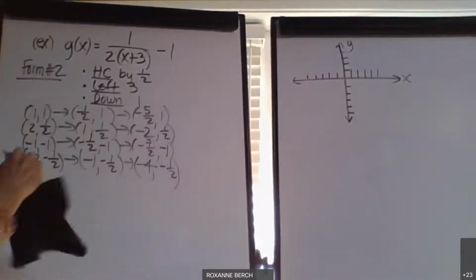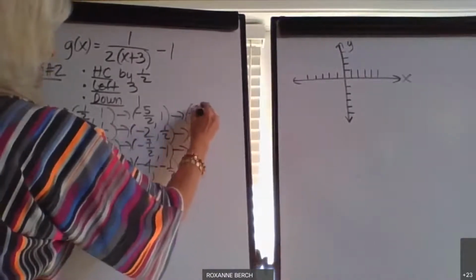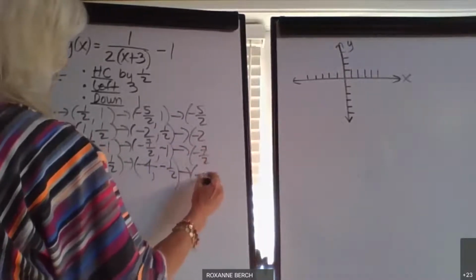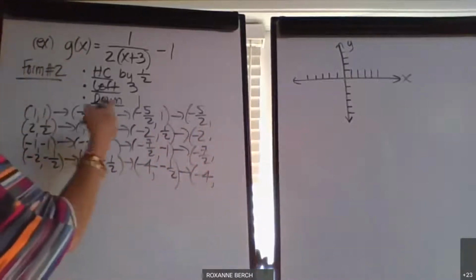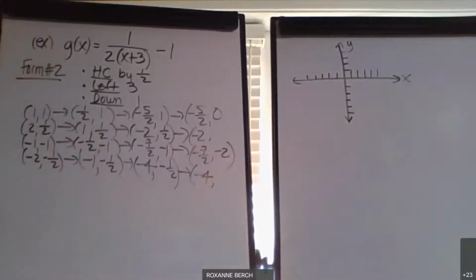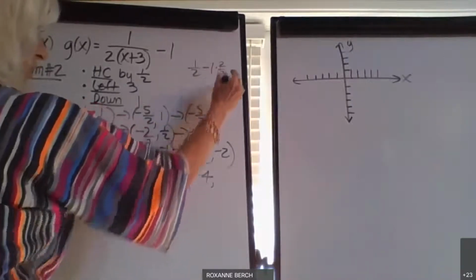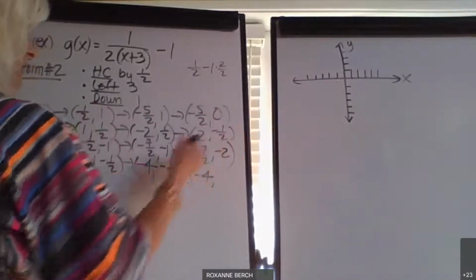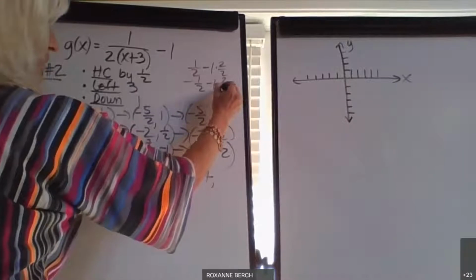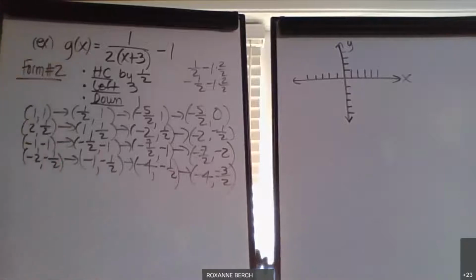All right, now we're going down 1. So the x stays the same: -5/2, -2, -7/2, -4. And when you go down 1, this would be a 0, and down 1 here is a -2. So 1/2 minus 1 would be -1/2. And -1/2 minus 1 would be -3/2. Glad we got through that.